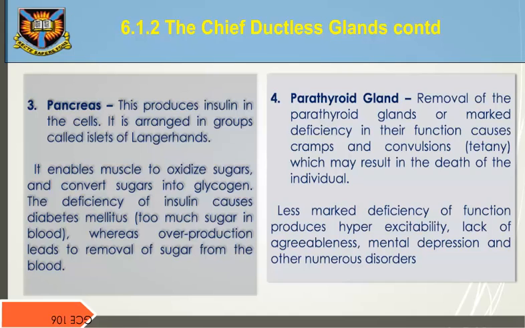4. Parathyroid gland. Removal of parathyroid glands or marked deficiency in their function causes cramps and convulsions, tetany, which may result in the death of the individual. Less marked deficiency of function produces hyperexcitability, lack of agreeableness, mental depression, and other numerous disorders.